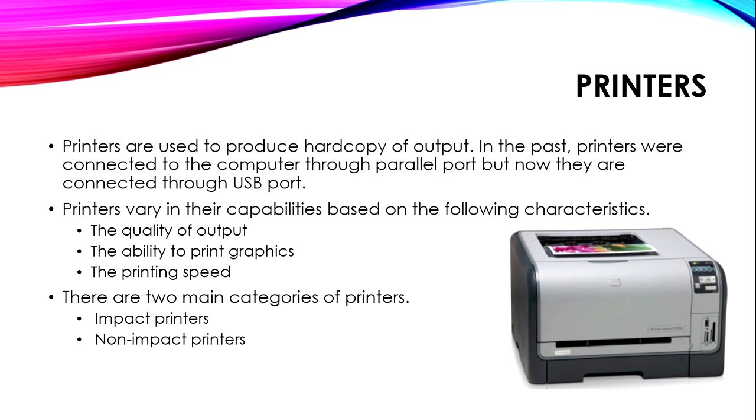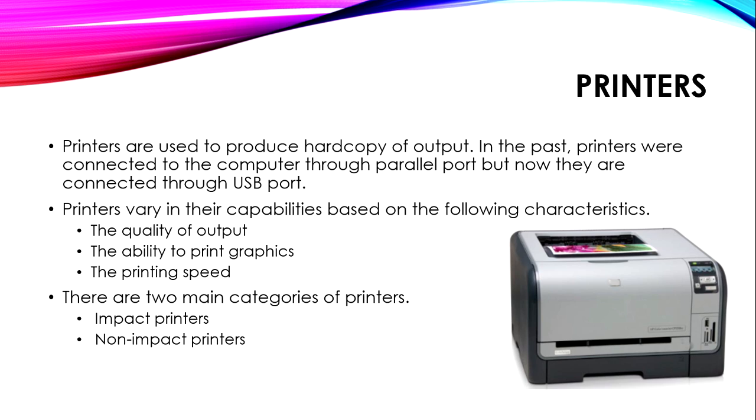And the next is printer. Printers are used to produce hard copy of output. In the past, printers were connected to the computer through parallel ports, but now they are connected through USB port. Printers vary in capabilities based on these characteristics: first, quality of output, ability to print graphics, and the printing speed.